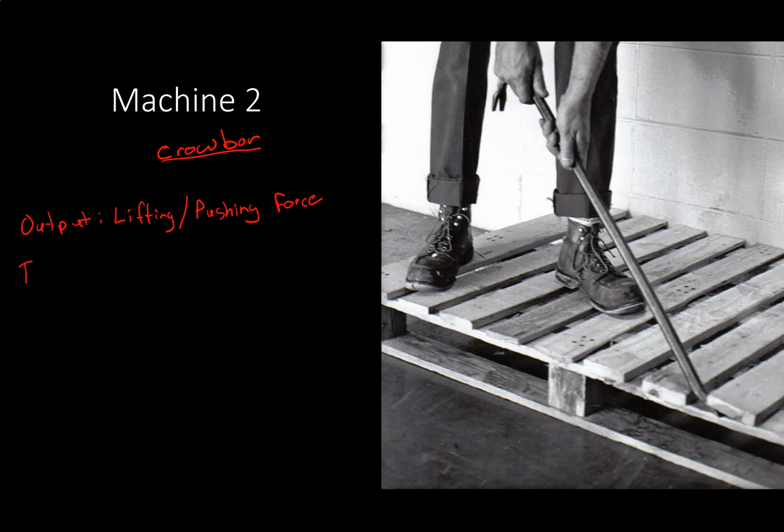Now for the input, interestingly enough, it's basically just another force from the human. But the important thing is, why do we use the crowbar? Well, because the force you can exert with your hands and your fingers wouldn't be enough to rip apart that board that has two nails stuck through it. You need a higher amount of force to do that, and that's what the crowbar does. So the input is actually a force, but it's smaller.